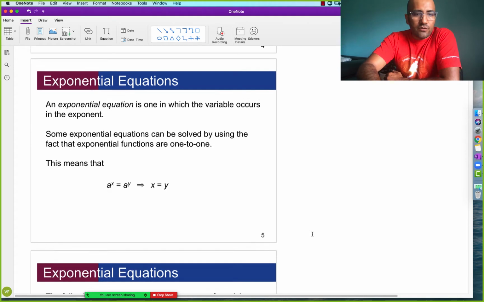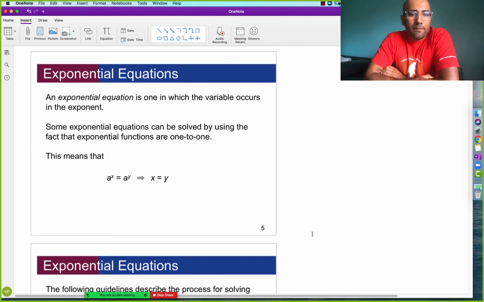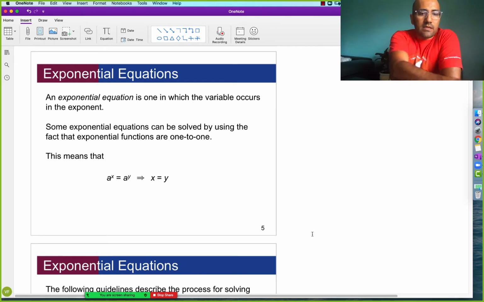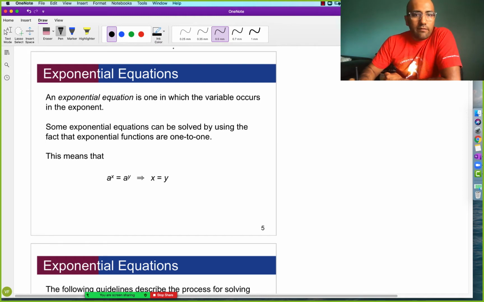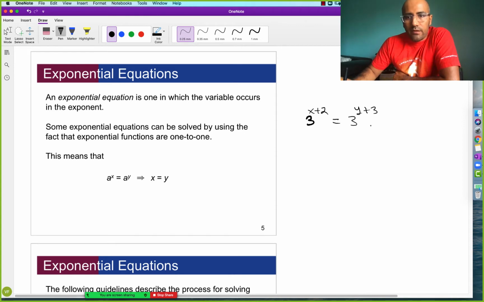Okay, exponential equations. An exponential equation is one in which the variables occur in the exponent. Some exponential equations can be solved by using the fact that exponential functions are one-to-one. So this means that a to the x equals a to the y implies that x equals y, right? So if we know that, just to put some numbers on there, 3 to the power of x plus 2 equals 3 to the power of y plus 3.